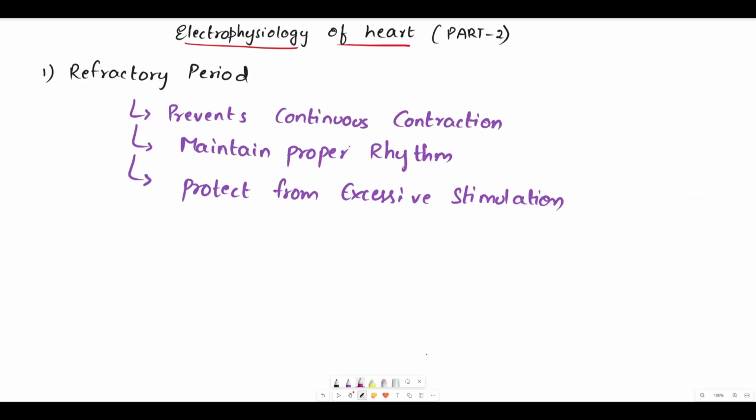Let's start the video with the refractory period. So what is the refractory period? Once the action potential is generated, the cardiac cell cannot be stimulated again immediately. That is why it prevents continuous contraction. It maintains the proper rhythm. This will also protect the heart from excessive stimulation.